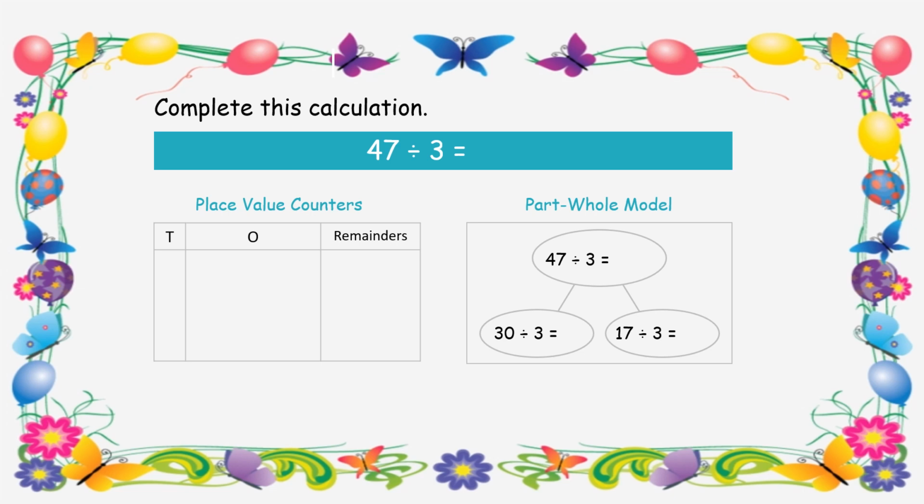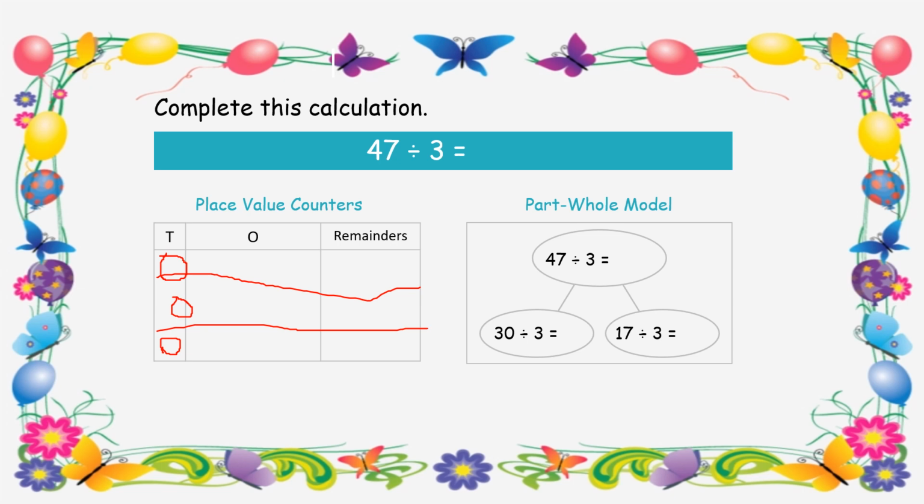Now we are dividing by 3, so I need to have 3 rows. 1, 2, and then this is the third one. 1, 2, 3. I have 3 rows. So I have 4 tens here. I need to divide this equally amongst the rows I have created, because we are dividing by 3, that's why I have 3 rows.